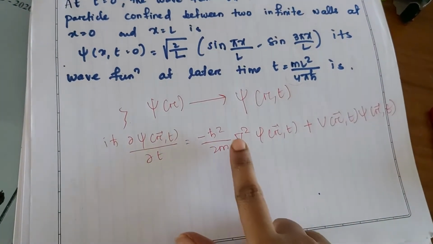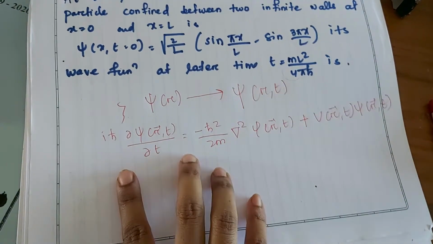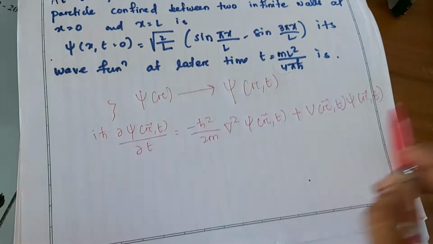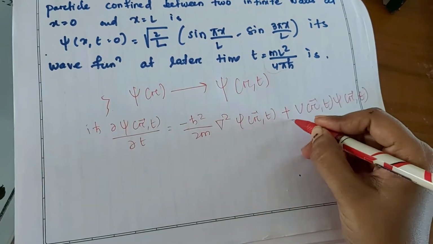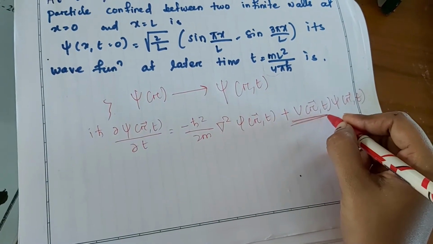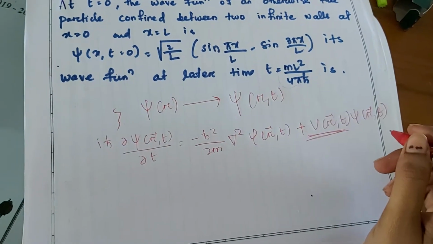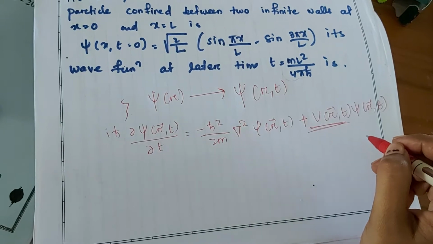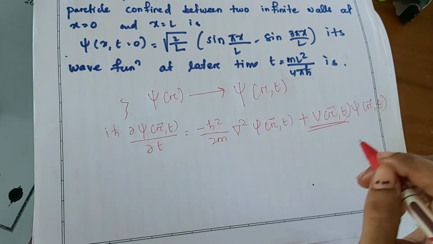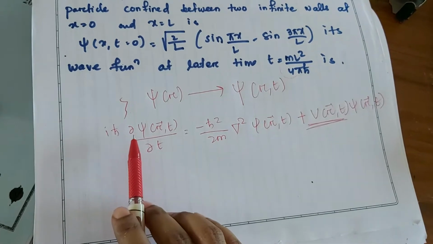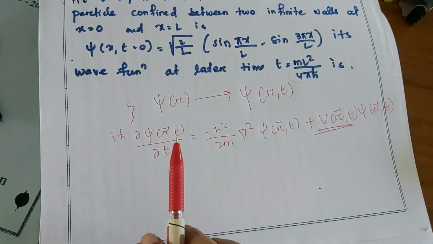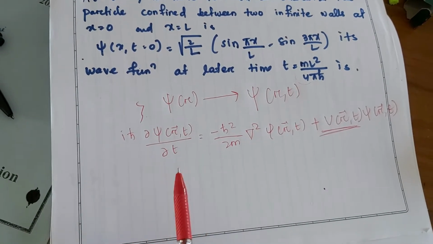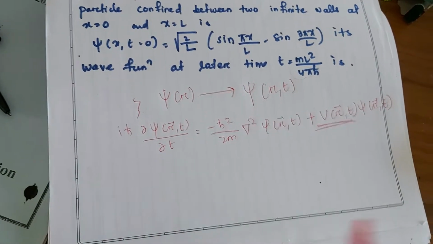This is the time dependent Schrodinger equation. When this potential energy is independent of time, that means it doesn't depend on time explicitly, we can write this wave function psi(r, t) as the product of a function psi(r), the spatial part, and a function f(t), the time part.